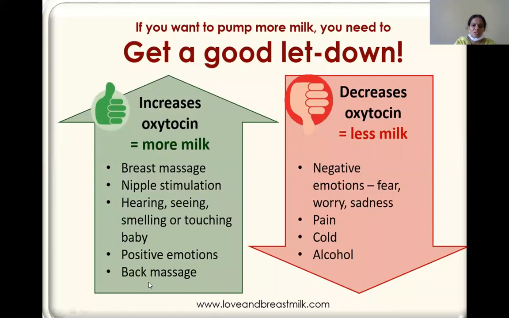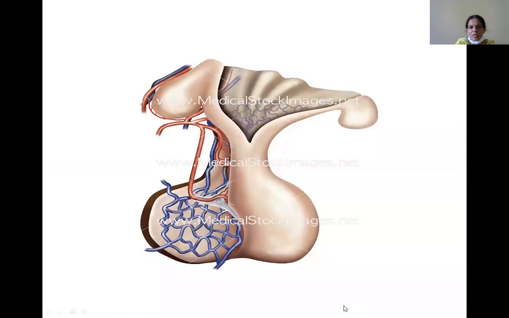And positive emotions, breast massage, nipple stimulation. These are the things which increase the oxytocin release. What are the factors which decrease the oxytocin, which contribute to less milk? They are negative emotions, that is fear, worry, sadness, pain, cold, and alcohol. So remember this. Hope you have understood this part.